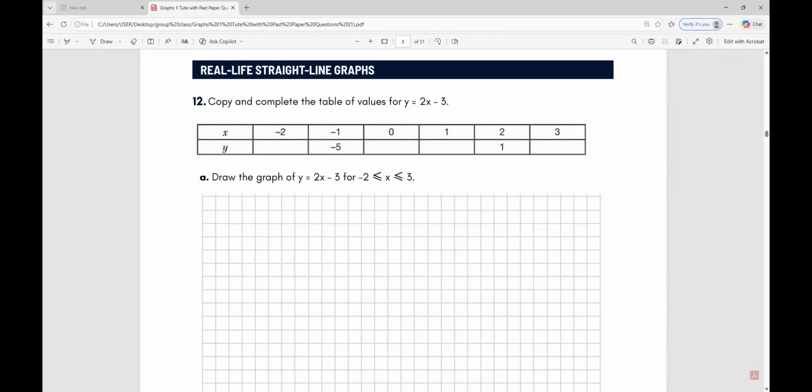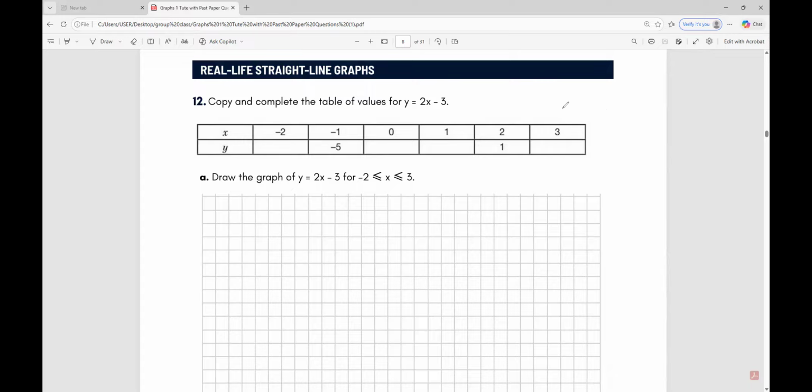Then check the minimum and maximum values of y, because we need to have an idea how we draw this graph. Then you have to erase it again if it's not enough. So check the boundaries and draw. When we are finding the values, we can find them by hand or use the calculator. Practice both.